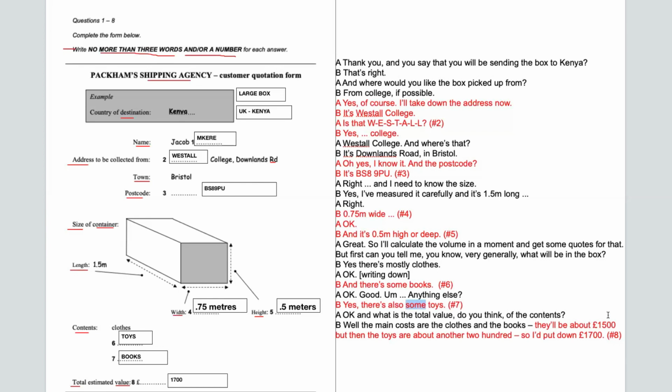So if we look here in the transcript, the first thing we heard was 1,500, and so I went ahead and wrote that. Then we heard another 200, so I went ahead and wrote that. And then it said, I'd put down 1,700. And the key word here is total value, which the speaker also said, total value. So we have to pay attention to that total value of 1,700.